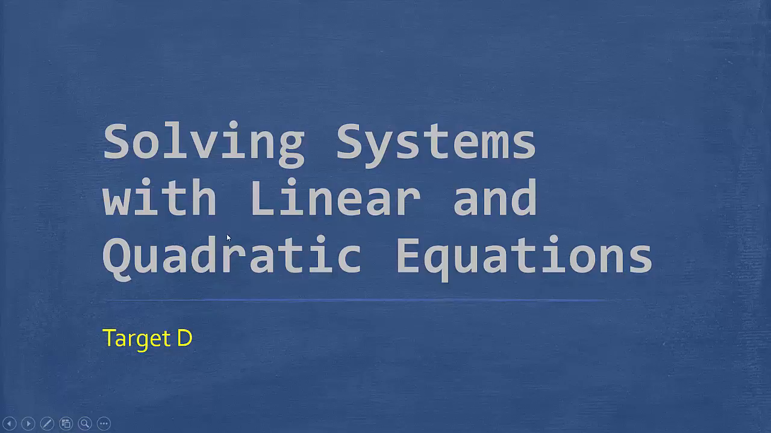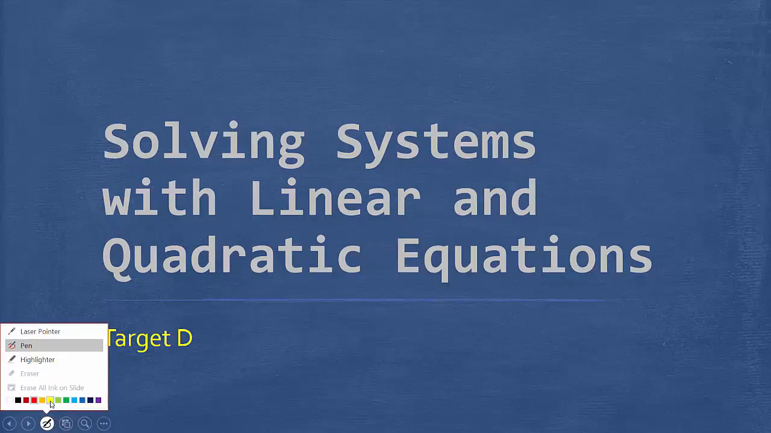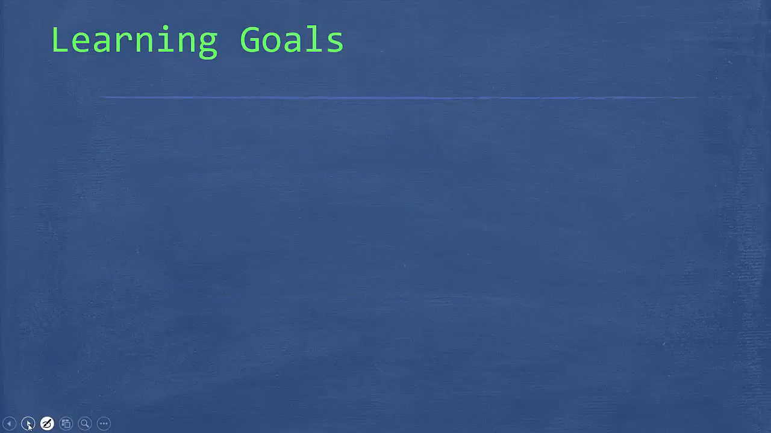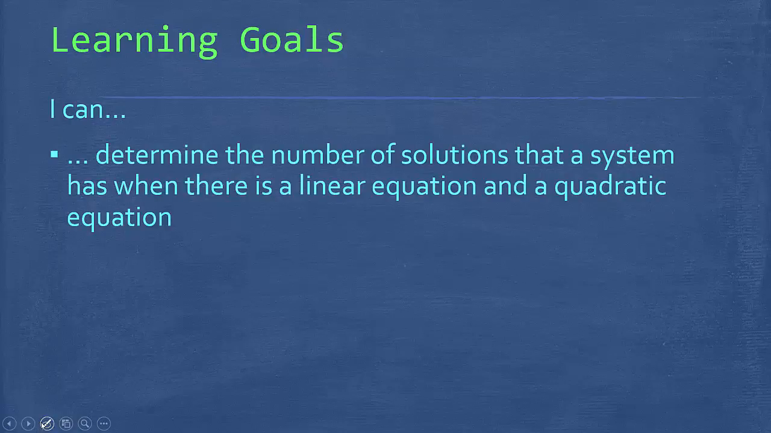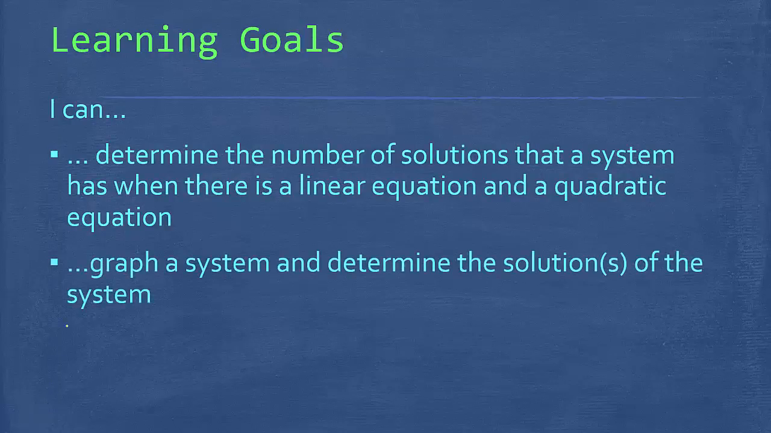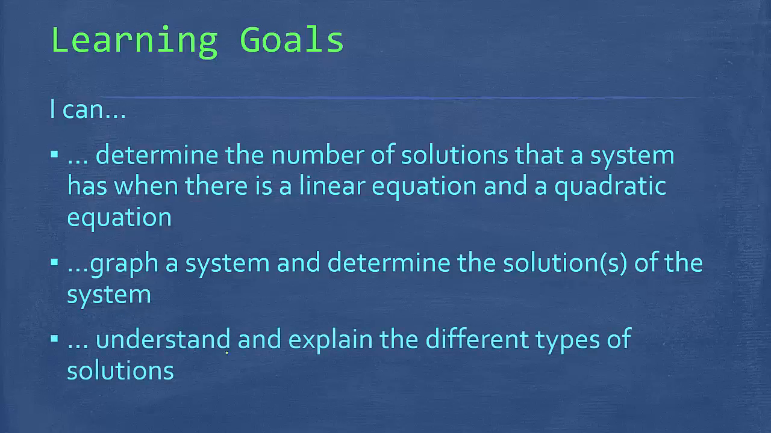Okay, so we've all solved systems of equations before, but we've only done it when both equations were linear. So now we're going to move on to doing it with a linear equation and a quadratic equation. So learning goals for this lesson. I can determine the number of solutions that a system has when there is a linear equation and a quadratic equation, graph a system and determine the solutions of the system, and understand and explain the different types of solutions.